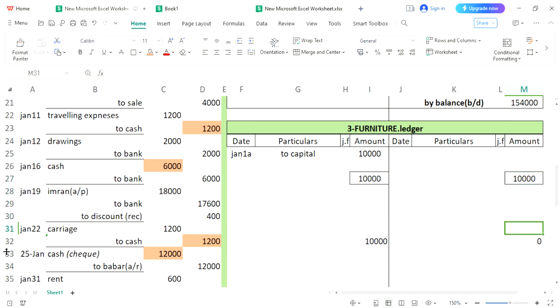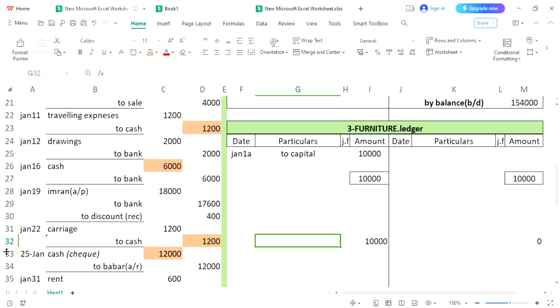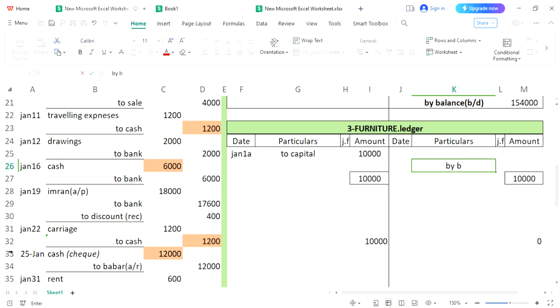The next step is to see which side was the smaller side. You can see the total of the credit side was 0. It means this was the smaller side. Credit side was the smaller side. So here you will calculate the balance. But which balance will you calculate over here? You will calculate the initial balance.